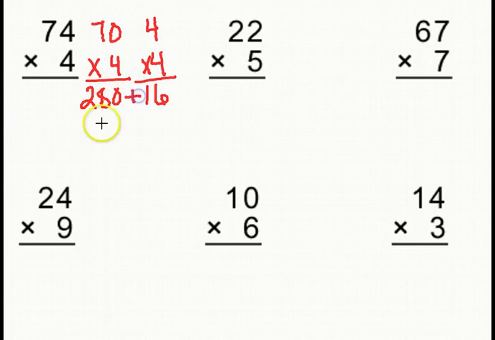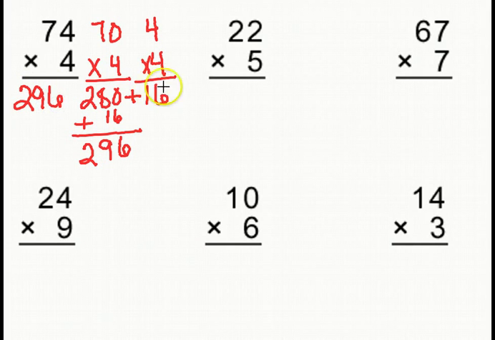Then we add these two back together. I'm going to stack them. In my ones place, I have a 0 and a 6, which gives me a 6. 8 plus 1 in my tens place gives me 90. 200 plus nothing is 200. So my final answer is 296. That is the break apart method.